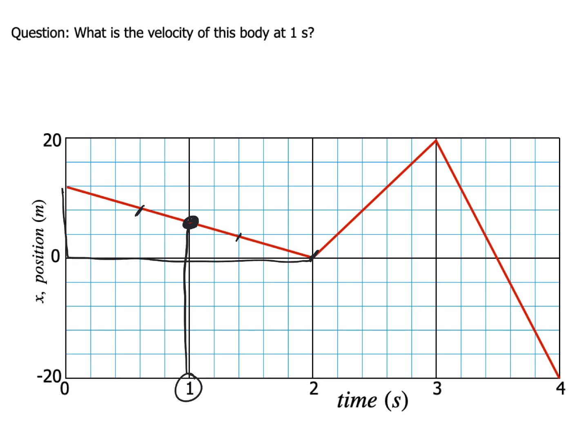Now I need to know how much each square is for the rise. So if I look at this, I can see that I have 20 meters, and 20 meters is going to take up 5 blocks. So that means that each block is going to be 4 meters. So this is going to be 4, 8, 12 meters right there.